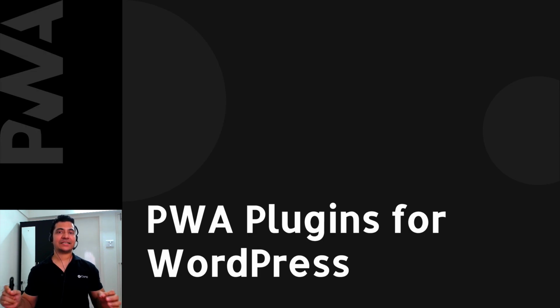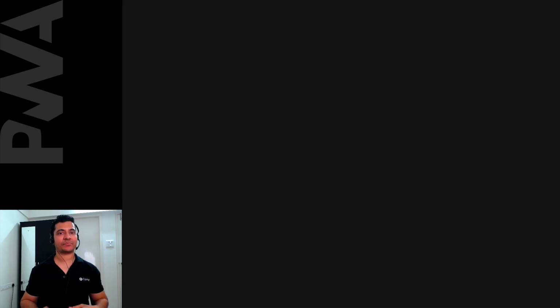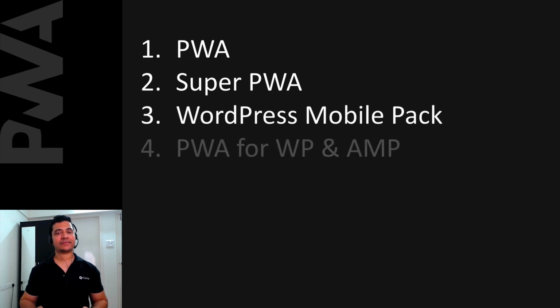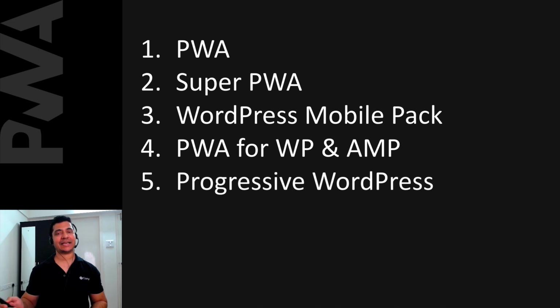So we have certain plugins available in WordPress, free plugins that you can use, which will convert your existing WordPress website into a PWA. These are PWA from Google. You have Super PWA, WordPress Mobile Pack, PWA for WP and AMP, Progressive WordPress, etc.